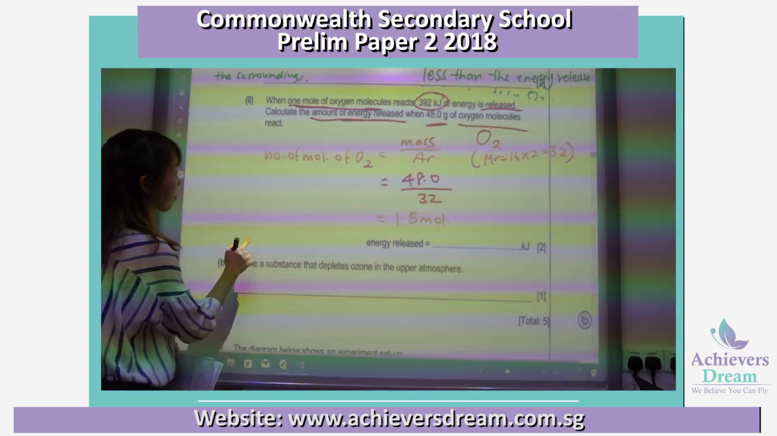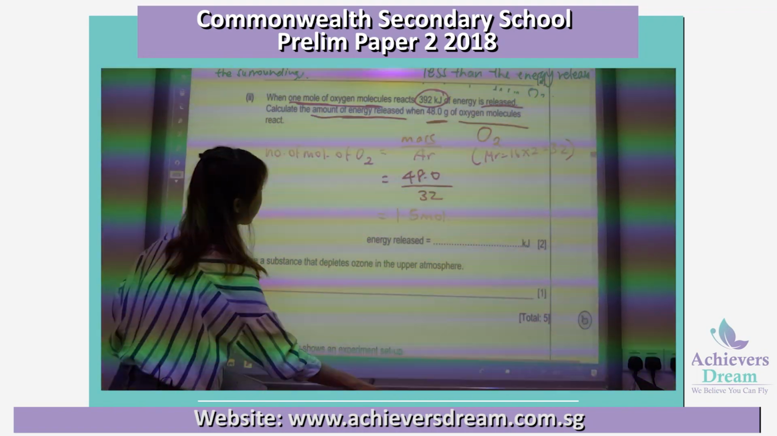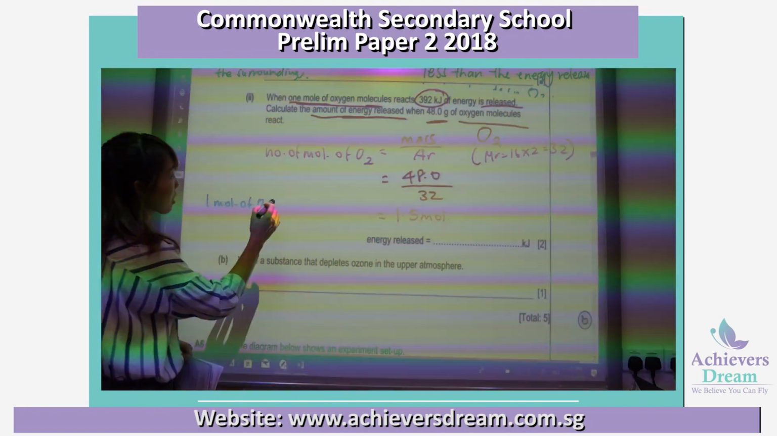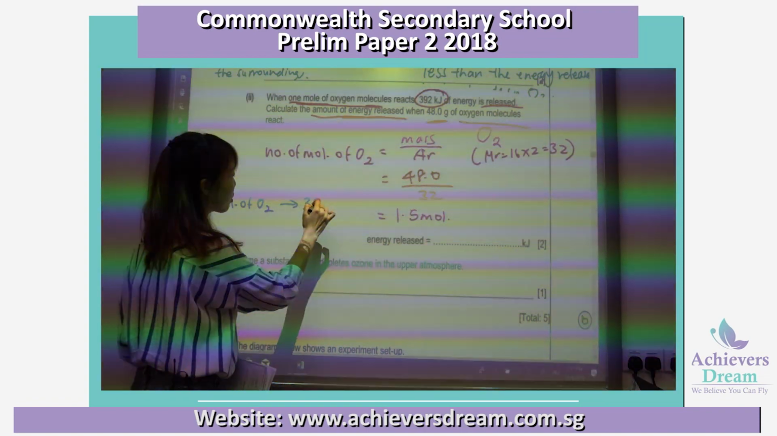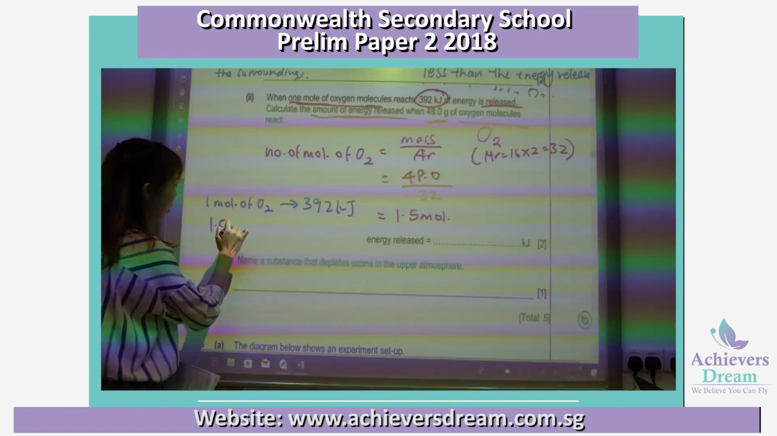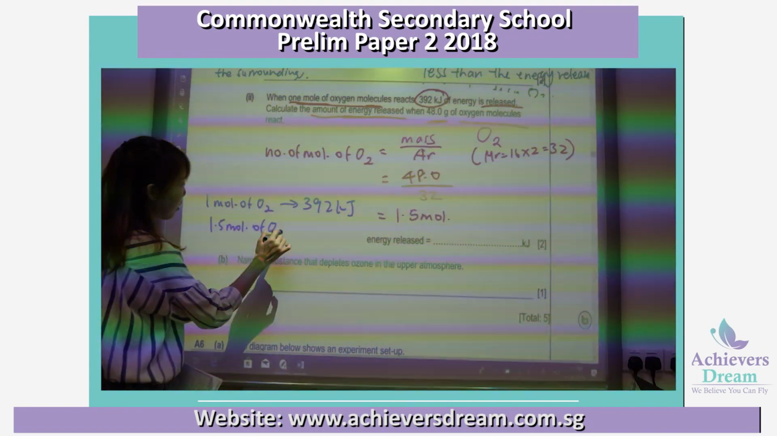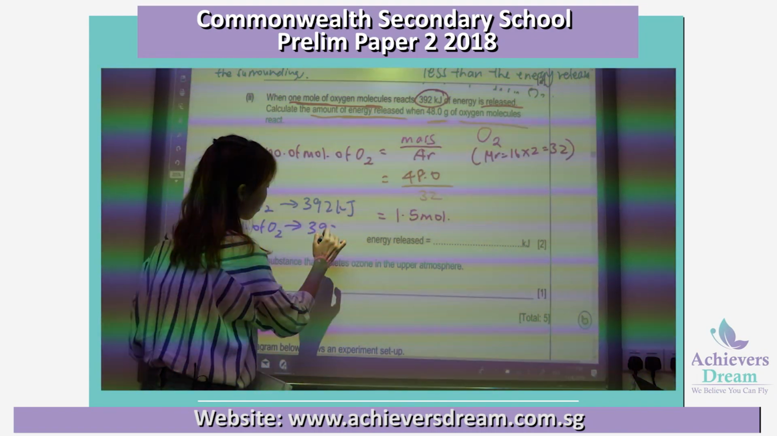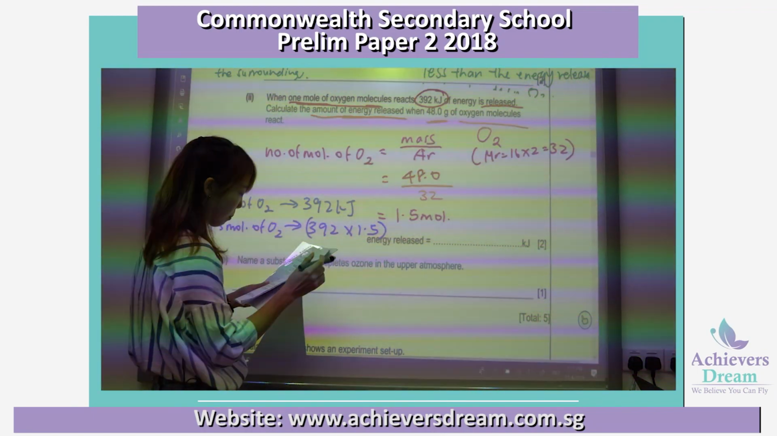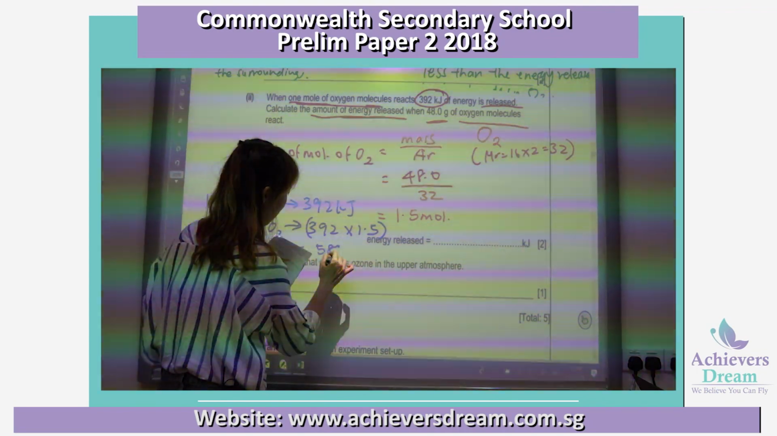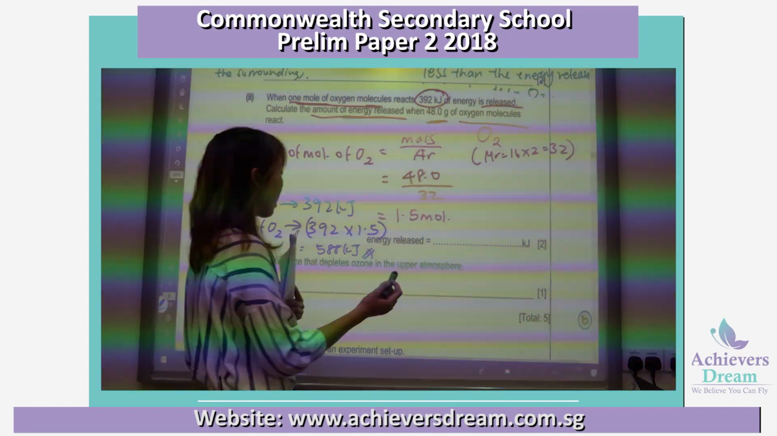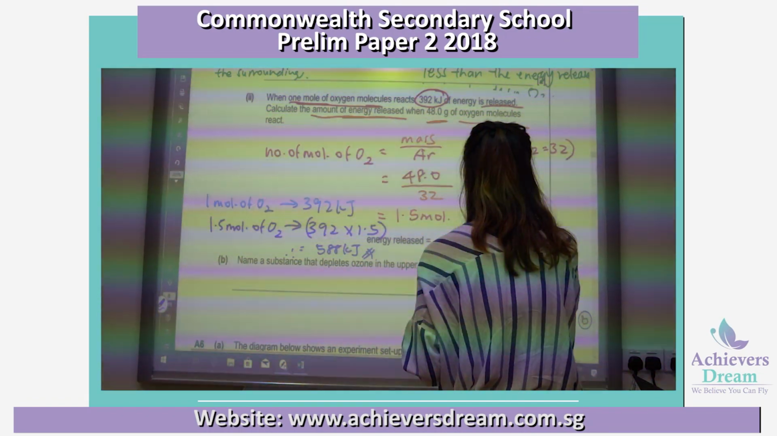Correct? Then now, the question says when 1 mole of O2 molecules reacts, it releases 392 kilojoules of energy. So 1.5 mole of oxygen would release 392 times 1.5 mole, which should give me 588 kilojoules of energy release. So the energy release is 588.